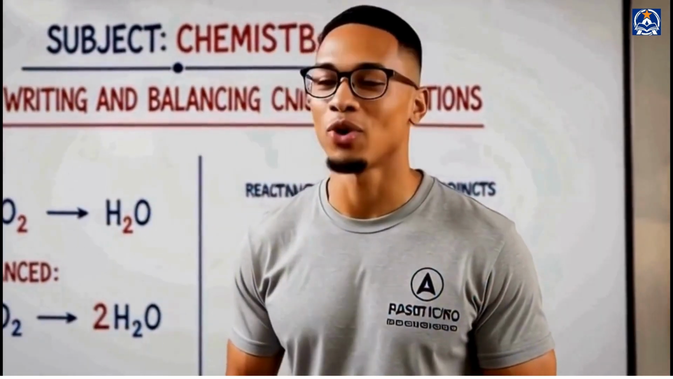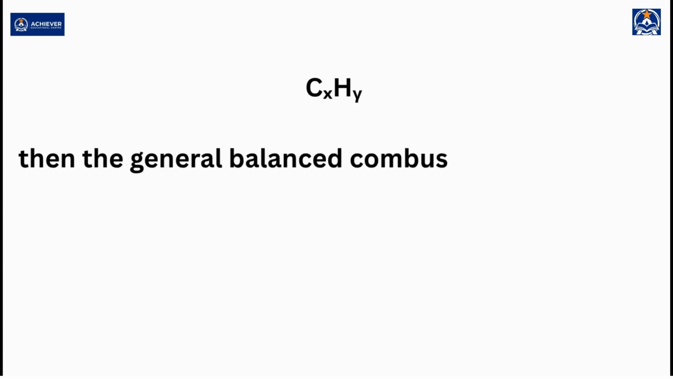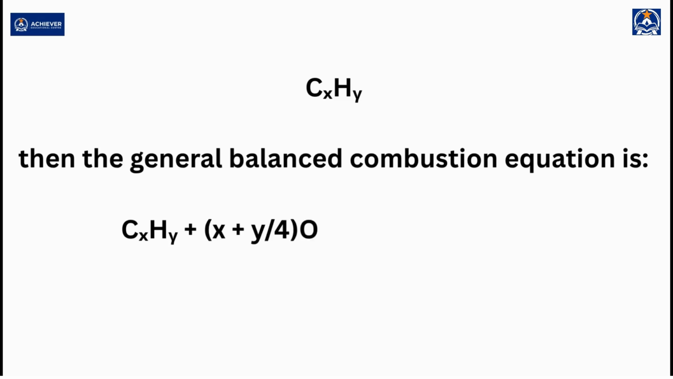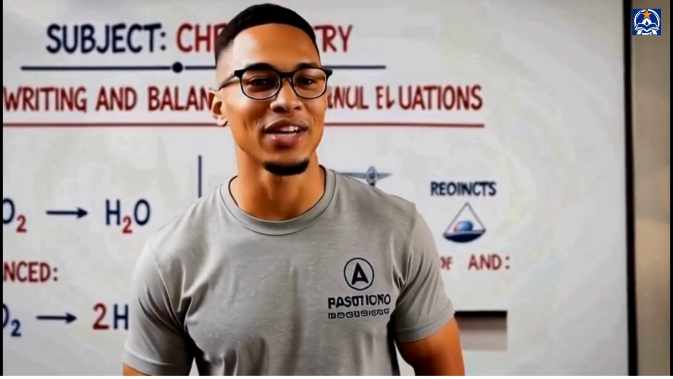Another important part you must take note of is when balancing the complete combustion of a hydrocarbon. If the hydrocarbon is represented as CxHy, then the general combustion equation is CxHy plus (x plus y over 4)O2 gives xCO2 plus (y over 2)H2O. Don't let that formula scare you. It simply gives us a shortcut for balancing combustion equations. Now let me explain how it works.